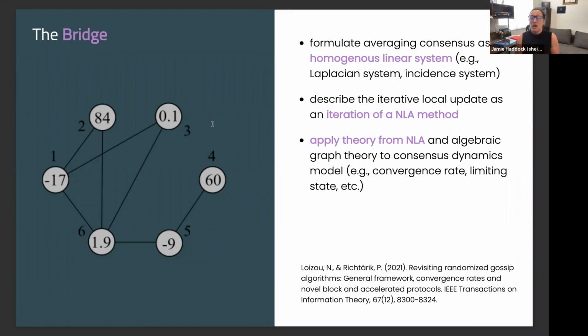Examples are to say something about the convergence rate to some specific state, or what the limiting state is, et cetera. Anything you might be interested in on the consensus dynamics side, you might try to reformulate as a question about the method in the numerical linear algebraic sense. This idea is not new. There are other people who have thought of this. I'm giving one recent example: Nicolas Loizou and Peter Richtárik give a really nice framework for how to use this bridge in one particular example.